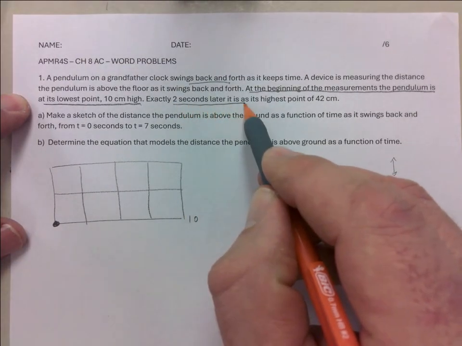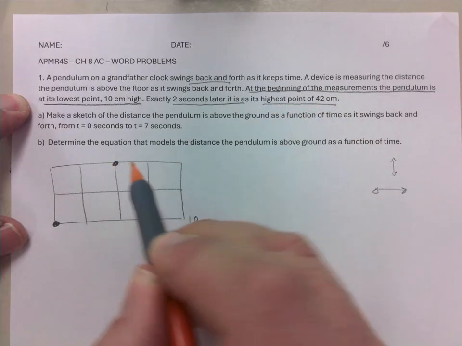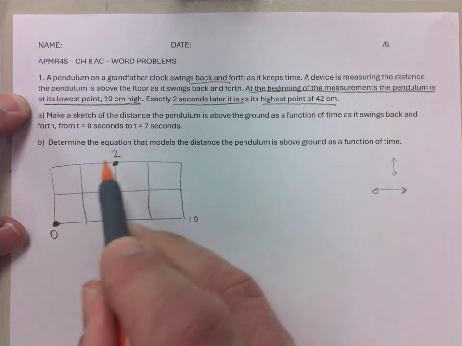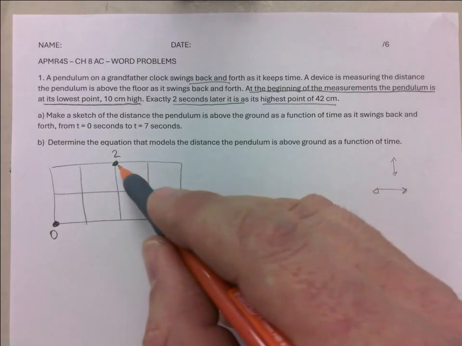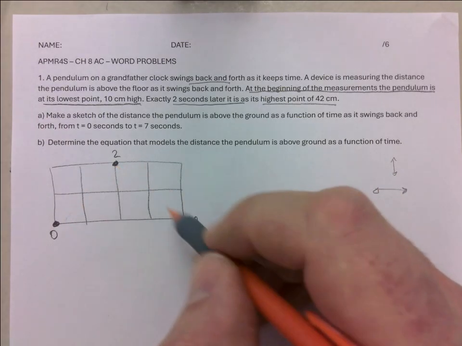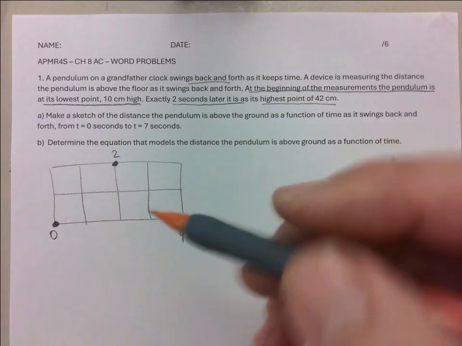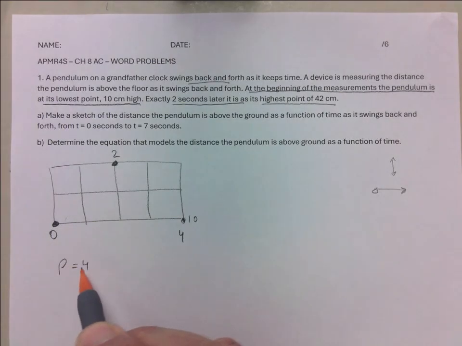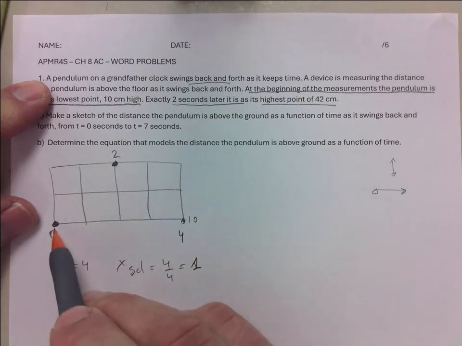Exactly 2 seconds later, you're at the highest point. So 2 seconds go by, right? This is time 0, this is time 2. This gives you half of a period. If it takes 2 to get up to the highest point, it's going to take another 2 to get to the low. So I kind of have the period figured out here. Period is 4. The x scale is 4 divided by 4, which is 1. So I'm going up by 1 every time.